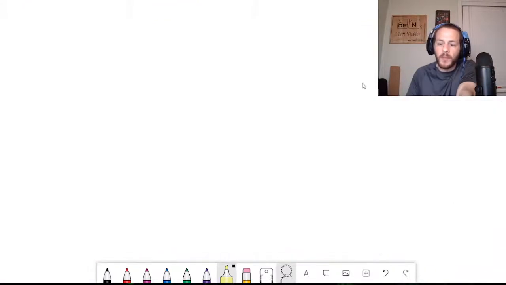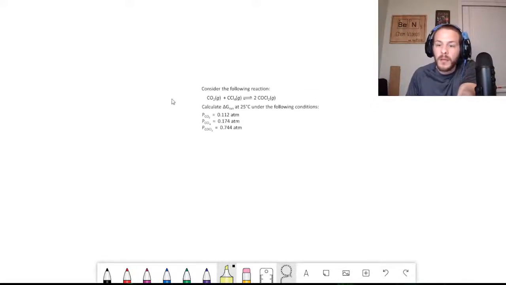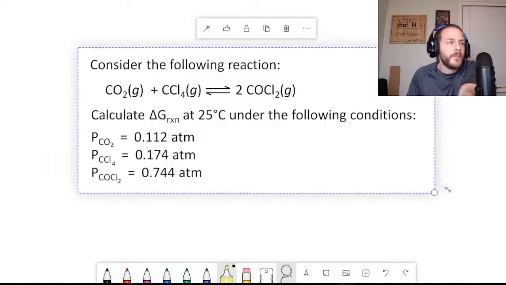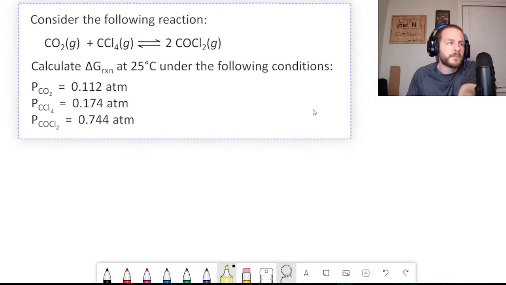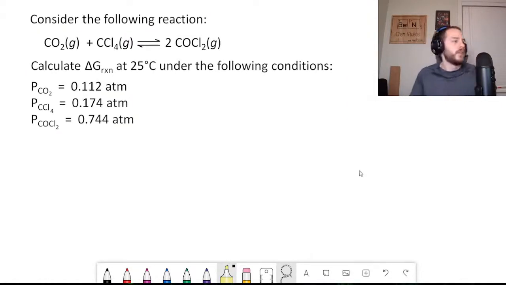So what I'm going to do is grab a problem real quick in which we find the delta G of a reaction taking place at non-standard conditions, and we use this formula in order to solve the problem. So let me make this a little smaller to make sure I have enough room here. Okay, so here's the problem. It says to consider the following reaction where we have CO2, carbon dioxide, plus carbon tetrachloride, CCl4, reacting to produce 2 moles of COCl2. COCl2 actually goes by the name phosgene.